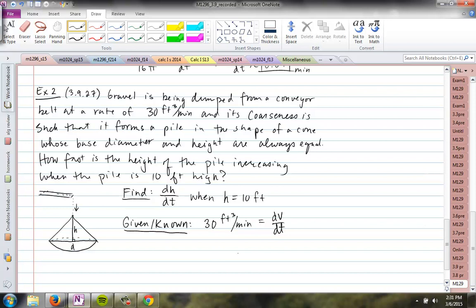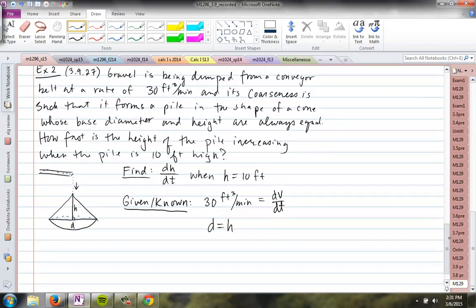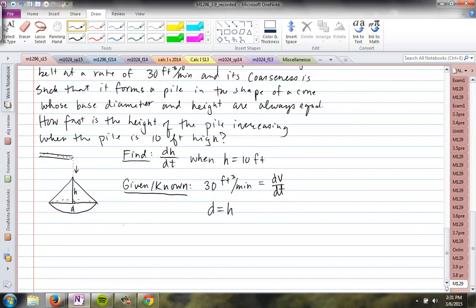A little bit later is okay, but it's not always true that the base diameter and the height are going to be equal. It's a special thing for the situation. So I just need to note that somewhere along the way here in the beginning that d is equal to h. Okay, I think we're ready to move on to the equations.